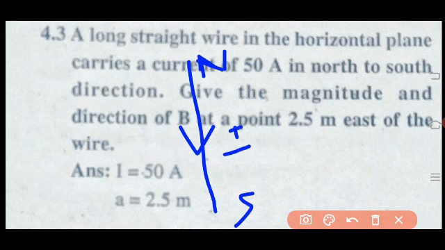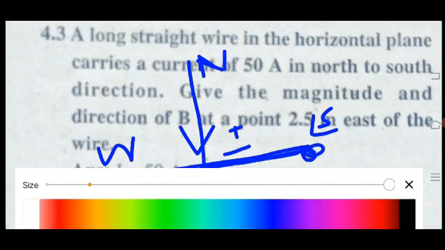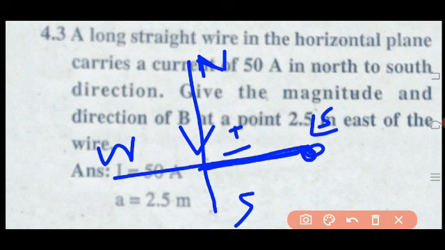Okay, give the magnitude and direction of magnetic field B at a point 2.5 meter east of the wire. If this is the east, then this is west. You need to find what is the magnetic field at this point. That is the distance 2.5 meter.